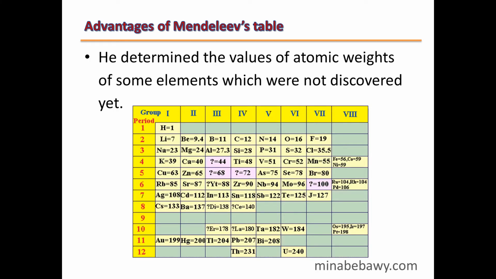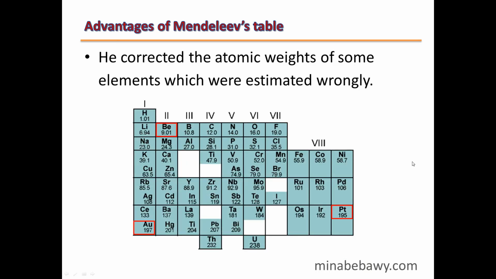The second advantage is Mendeleev calculated the values of atomic weights of some elements which were not discovered yet. Mendeleev not only left gaps, but also he calculated the atomic weights of the elements that will be discovered in the future. The third one is that Mendeleev corrected the atomic weights of some elements which were estimated wrongly, such as beryllium, gold, platinum, and so on.